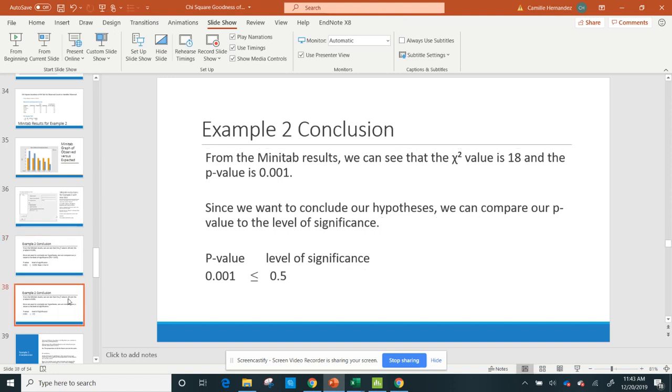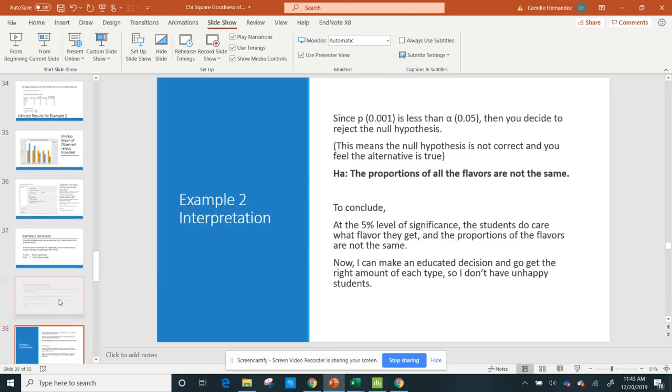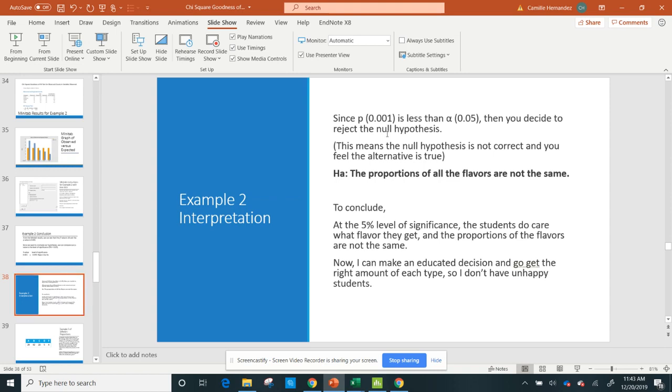So let me get to my conclusion. I rejected my null. Since the p was less than that, I rejected the null. That means my null hypothesis is not correct and my alternative is true. So the proportions for all the flavors are not the same. At a 5% level of significance, the students do care about what flavor they get and the proportions of the flavors are not the same.